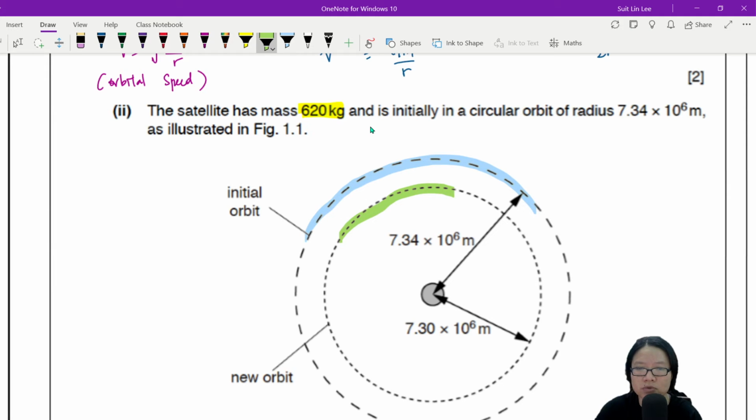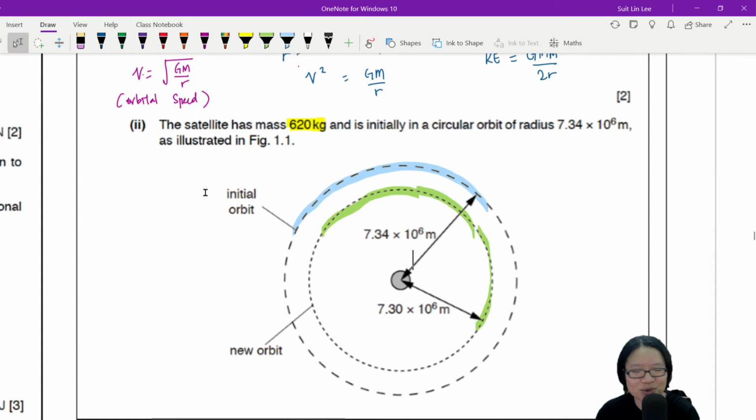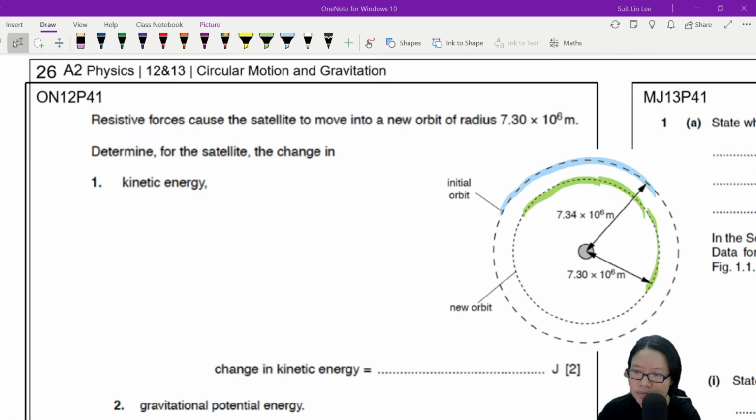Okay, so I'll color this side so I can see the arrow. Great, satellite has achieved a new orbit. I wonder if the satellite travels faster or slower. We shall see. Okay, let us look at the next part of the question. Okay, so there are two orbits. Resistive forces cause the satellite to move into the new orbit. So because of some resistance, the satellite goes from the blue orbit to the green orbit.